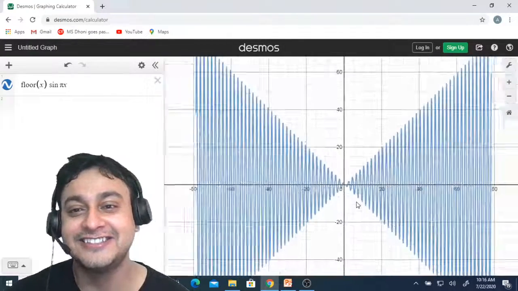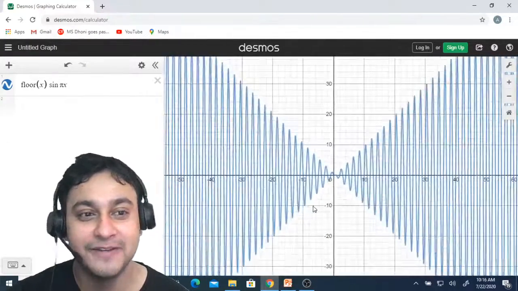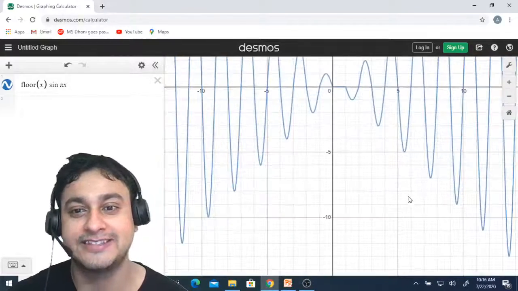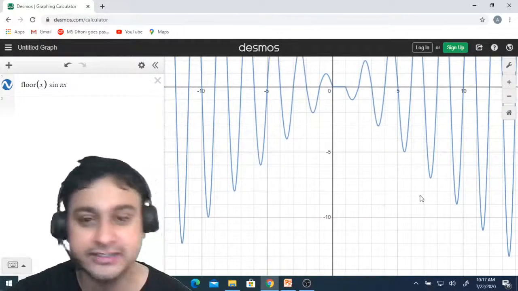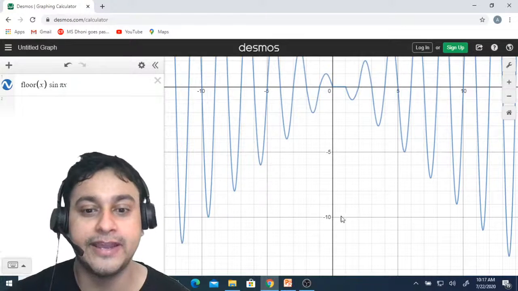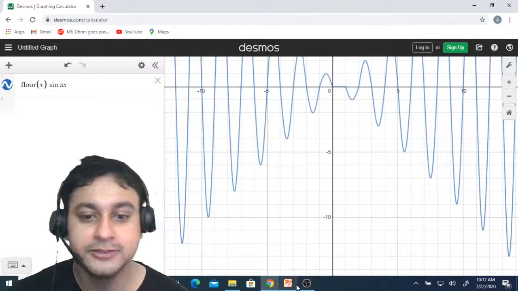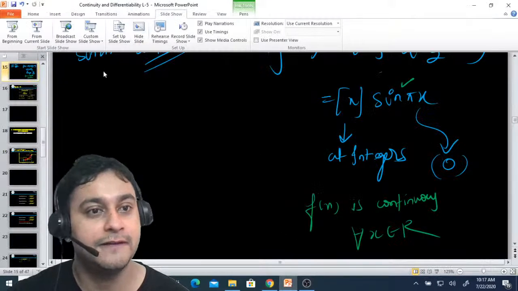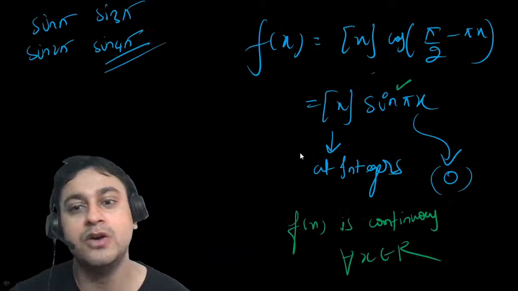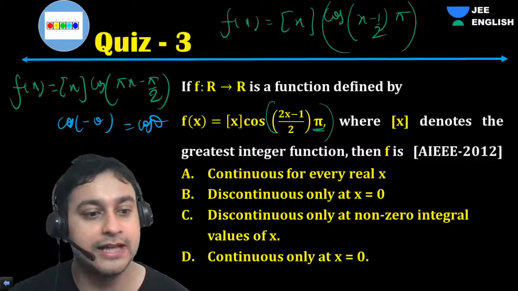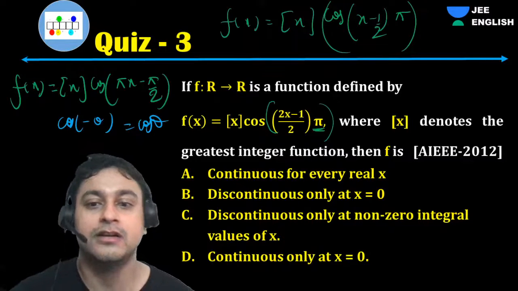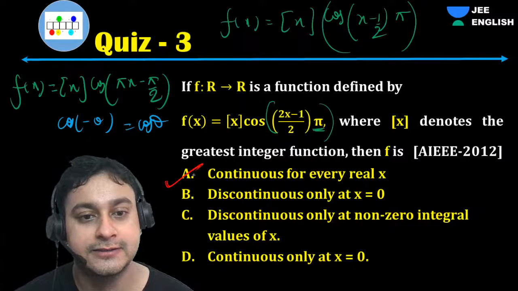Okay, see here, this is such a wonderful graph, right? Box of x into sine pi x. Okay, so it will be 0 at integers, but it would not break anywhere. The graph won't break, so it will be continuous. Fine, everyone? Okay, so that is why the answer to this question is continuous for all real x.